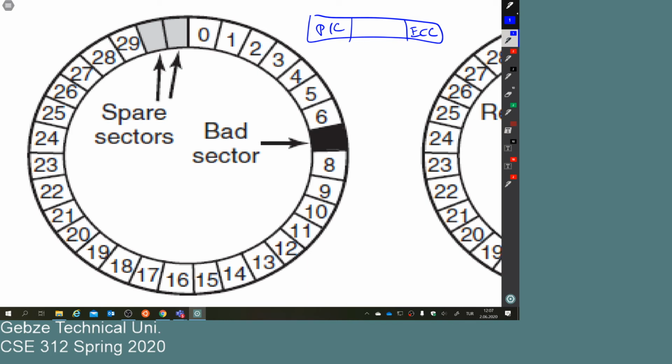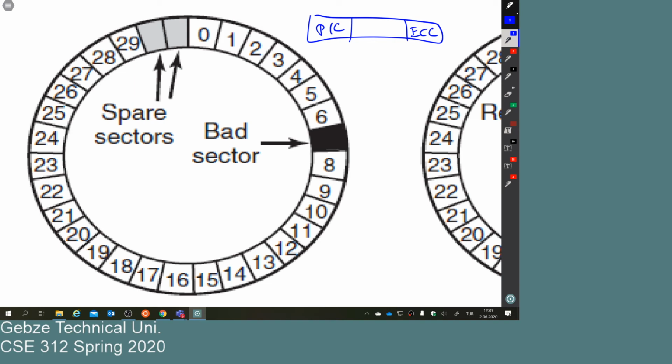Why is that sector bad? We don't know. Maybe it's a manufacturing problem. Even straight from the factory, brand new hard drives may have bad sectors, and those bad sectors have to be marked. And during the lifetime of the disk, you may have many more bad sectors, and they all have to be handled.